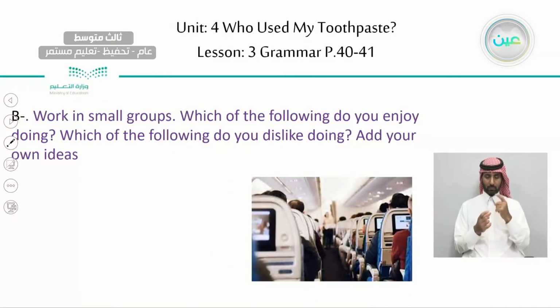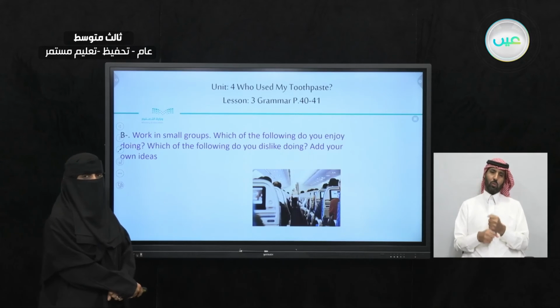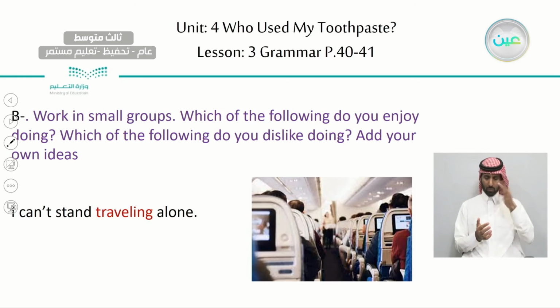Let's look at the second sentence. We can see a picture, second picture, people inside the airplane. What do you think? Do you like waiting a long time? Or you don't mind? I can't stand traveling alone. They are traveling. The thing I don't like, I dislike, I can't stand traveling alone. I used can't stand as a main verb and traveling as a gerund.